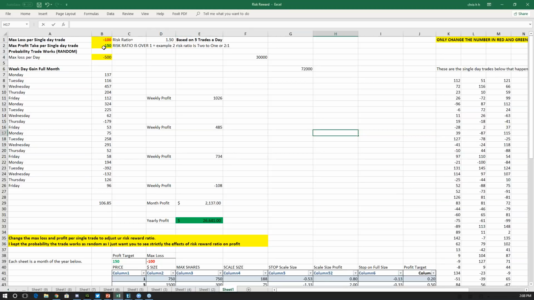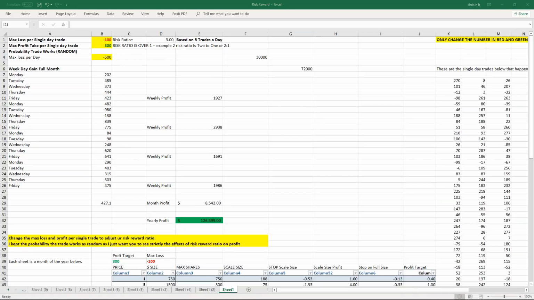I always say, you probably want a 3-to-1 risk reward ratio minimum. So let's say, just for instance, let's look at a stock, and let's say I have 300 shares of the stock.